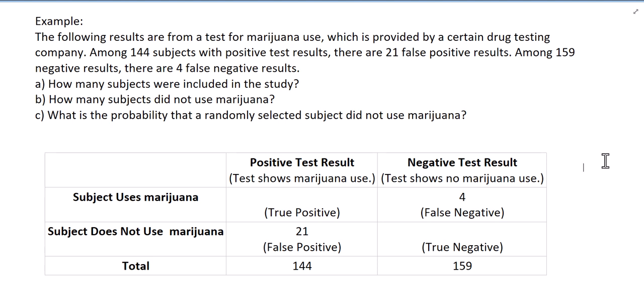And so the question here is how many subjects were included in the study, how many subjects did not use marijuana, and then a probability question. What is the probability that a randomly selected subject did not use marijuana?